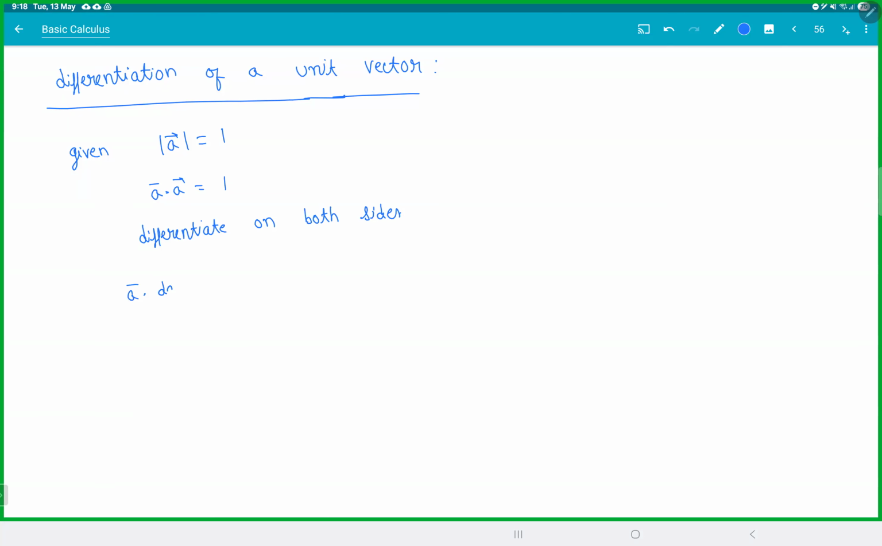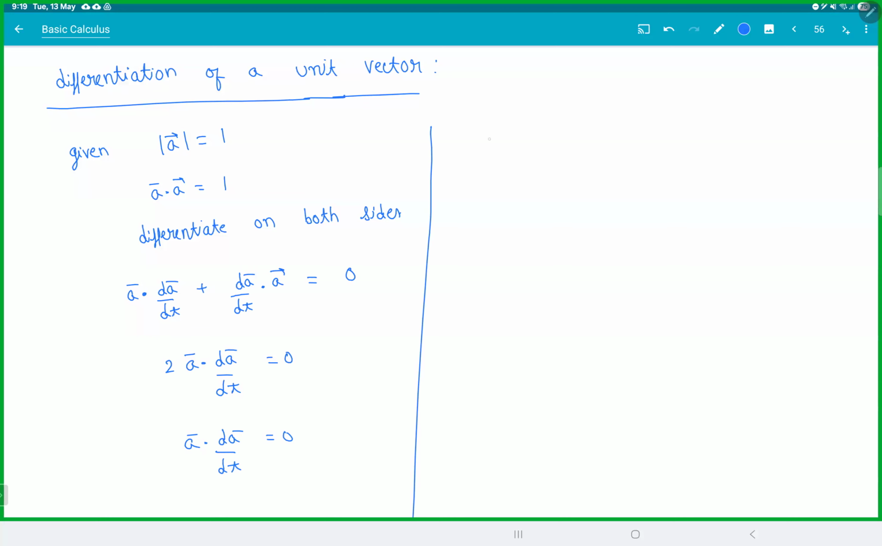So a bar dot dA by dt, and you can do the dot product directly here, and this will be dA bar by dt dot a bar. On the right hand side, it is 0 because it is a constant. So this will be 2 times a bar dot dA by dt is 0. So we got a bar dot dA by dt is 0. What is the meaning of this? If the dot product of two vectors is 0, then the vectors are perpendicular. So this implies the vector a bar and the vector you get after differentiating, dA by dt, are always perpendicular.